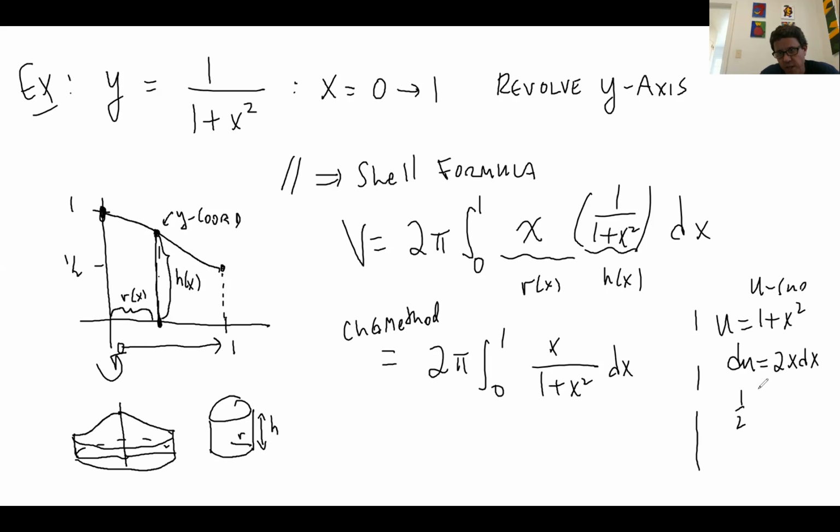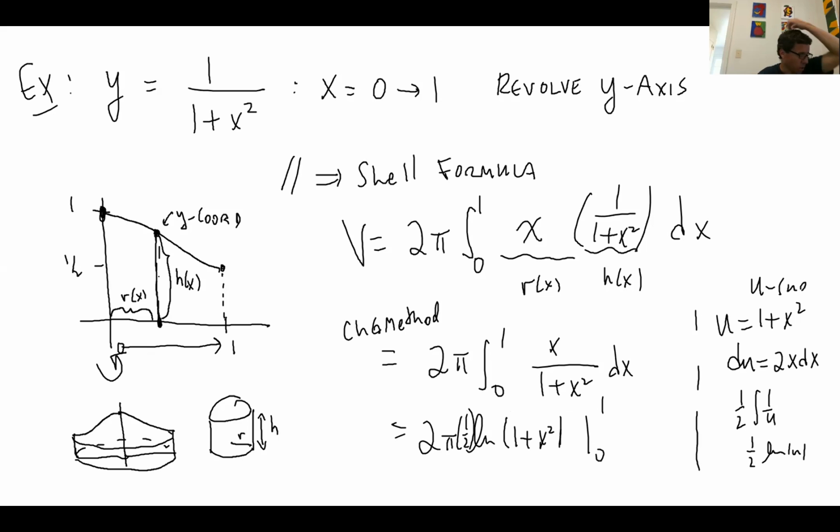I would get 1/2 the integral of 1 over u, so that's 1/2 natural log. Then when I come back over here and replace, I'll get the natural log of 1 plus x squared, technically absolute value, and then 1/2 of that. And then I plug in my bounds, 0 and 1. So if I do that, I'll get the half and the 2 will cancel. Pi times the natural log of 2 minus pi times the natural log of 1. I'm plugging in 1 and 0. And that second part there is just 0.